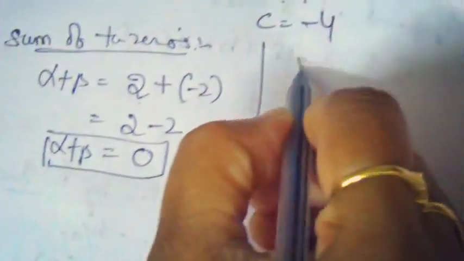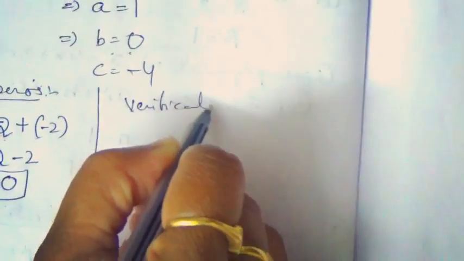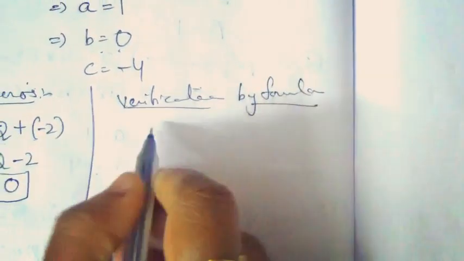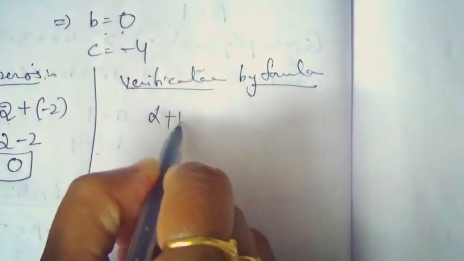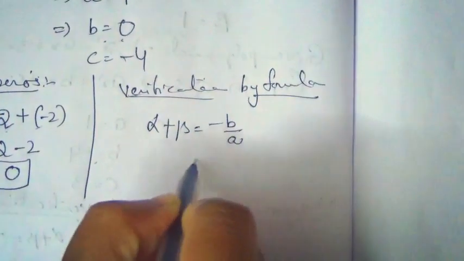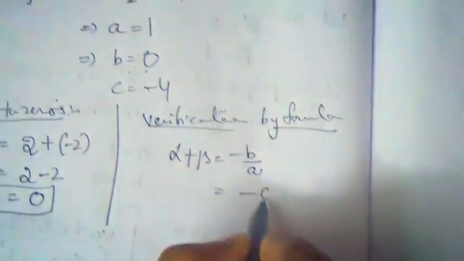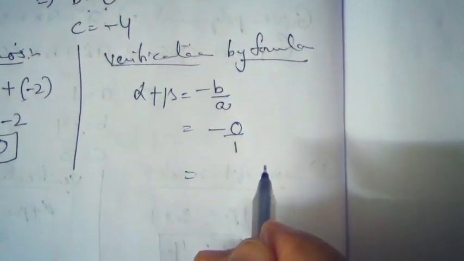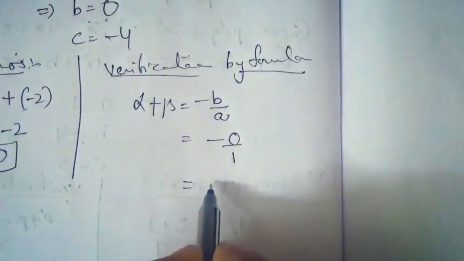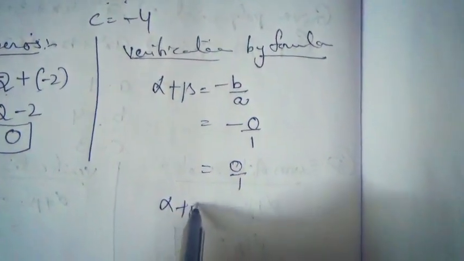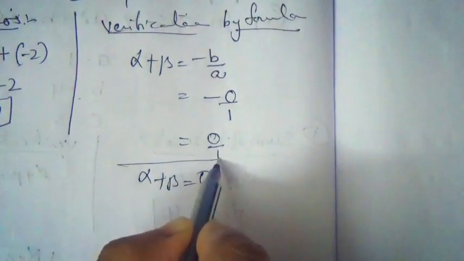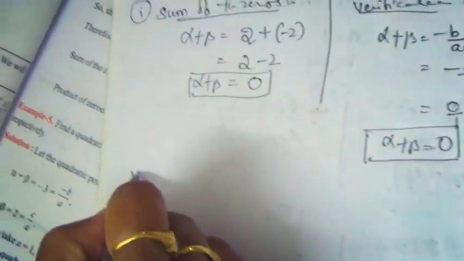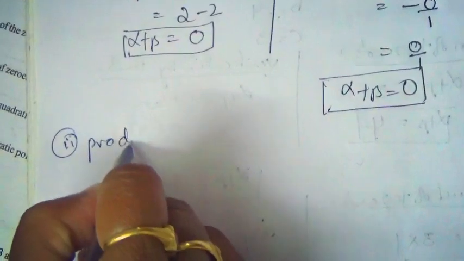Okay, verification by formula: alpha plus beta value is minus b by a. What is minus b? b means 0, by a, that is equal to 1. There is no negative and positive for zero, right? 0 by 1. So alpha plus beta value becomes 0. When 0 is in the numerator, it becomes 0. Okay, the second one, that is product of the zeros.